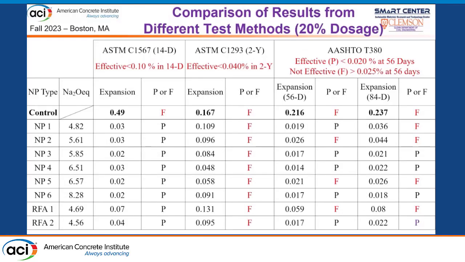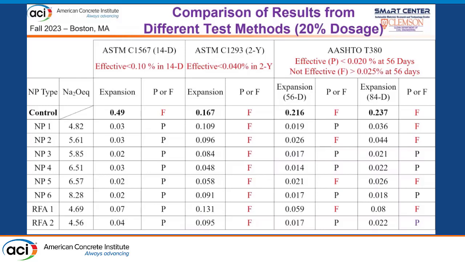And here is a comparison of results from different test methods with 20% SCM replacement level. First of all, different tests yield different results. In ASTM C1567, all the materials passed the test, with expansion lower than 0.1% at 14 days, but they all failed the ASTM C1293 2-year test. As for AASHTO T380, the majority of them passed the test, but some of them failed.